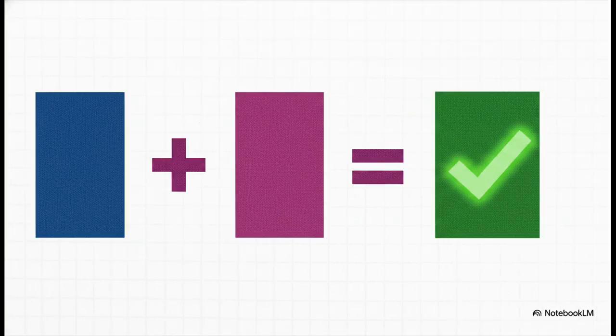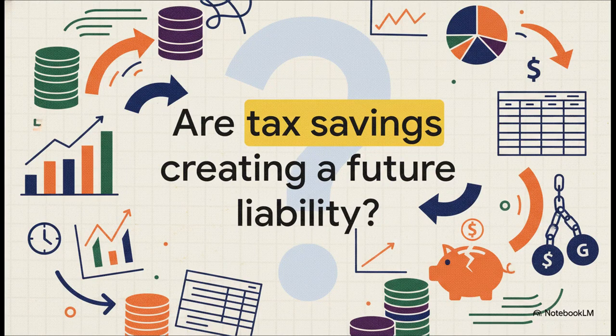Always verify your math. Your current tax plus your deferred tax absolutely must equal total book tax. So ask yourself, are your current tax savings hiding a future liability bomb on your balance sheet?